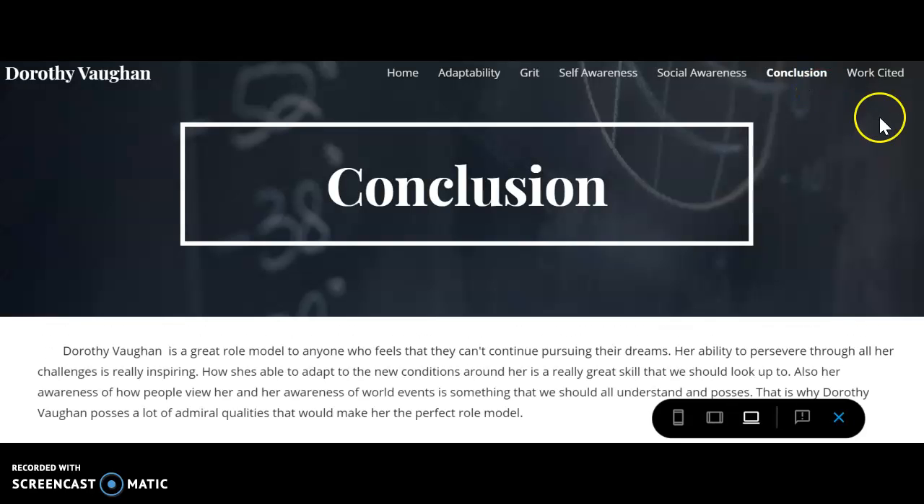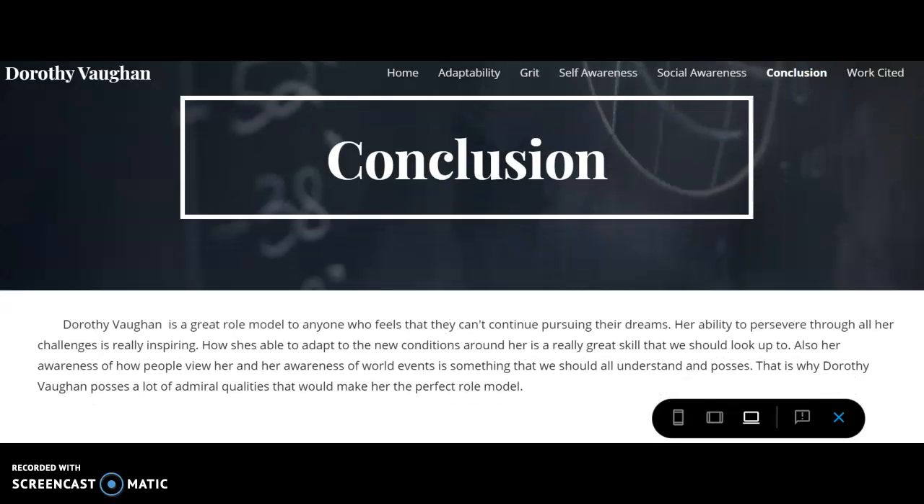Let's go ahead and skip to the conclusion here. So the thing that's good about this conclusion is she starts right off by saying is a great role model because. So this is why we should admire her. This is why this student admires her. And that's what your conclusion should really do.